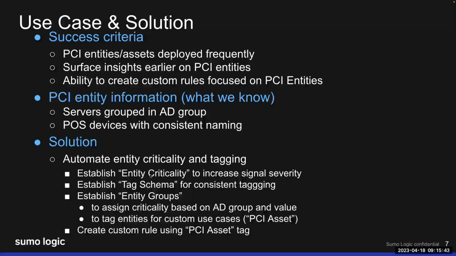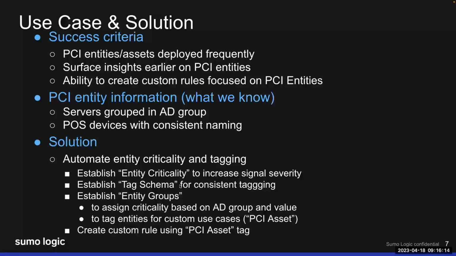establish an entity criticality. In this case, the desire again is to surface insight earlier in the stage, so we're going to create an entity criticality group to escalate those severities. We also want to create a tag schema, for consistency's sake. We want to apply tags for the PCI entities so that this tag is relayed down to the record level. And then, of course, we're going to establish the entity group itself.